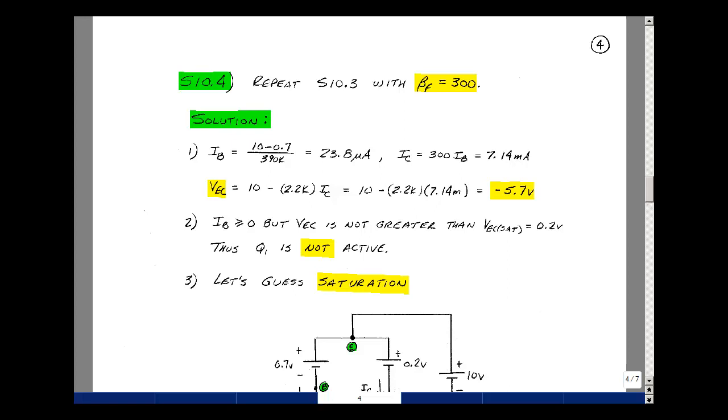So if you look at the previous problem, our value of base current doesn't change. It's still (10 minus 0.7) over 390K, which is 23.8 microamps, which is greater than or equal to 0. Our collector current now is 300 times that value, and that's 7.14 milliamps.